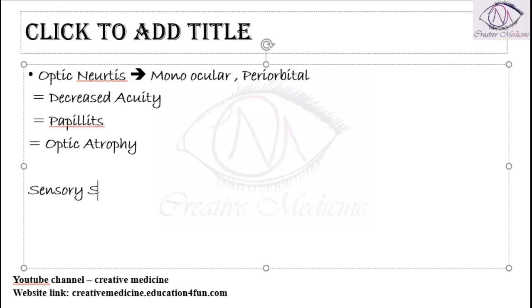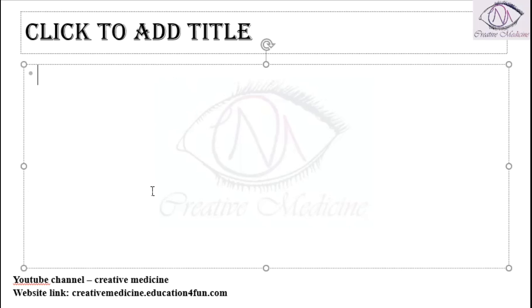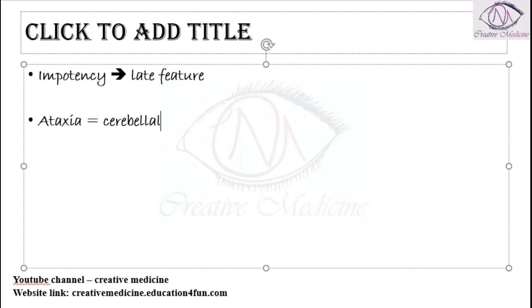Then sensory symptoms can also be seen in patients with multiple sclerosis, like paresthesias with numbness. These patients can also have impotency, but it is not seen in early stages, it is actually seen in late features. Then ataxia can be seen, mainly due to the cerebellar involvement. Then the patient can have bladder dysfunction.